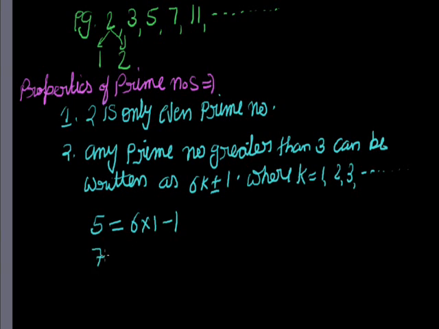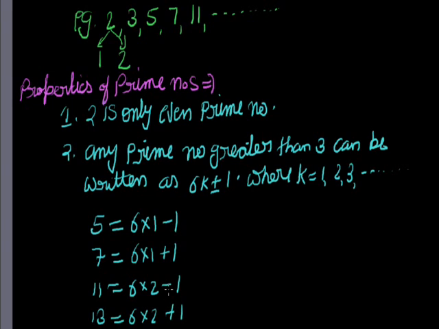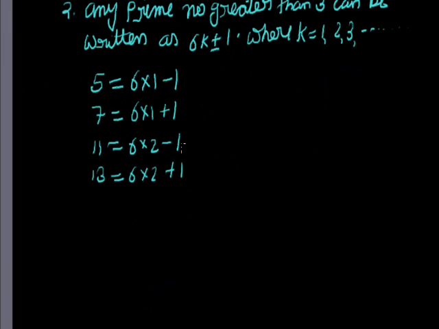Okay. After 5, the next prime number greater than 3 is 7. It can be written as 6 into 1 plus 1. We can write more prime numbers, that is 11, which is 6 into 2 minus 1. If we write down 13, then it can be written as 6 into 2 plus 1. Means here we are observing a very important pattern that any prime number whose value is greater than 3 can be written as a multiple of 6, plus minus 1. 5 is 6 into 1 minus 1, 7 is 6 into 1 plus 1, 11 is 6 into 2 minus 1, and so on. That's why we have written all these prime numbers in this format.